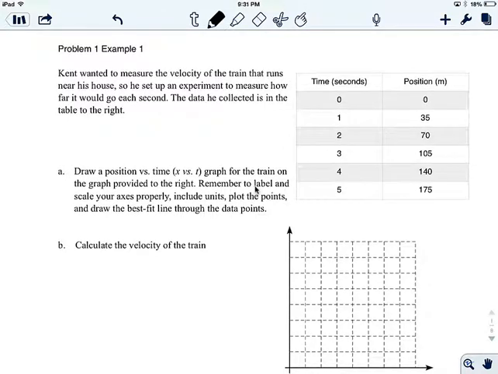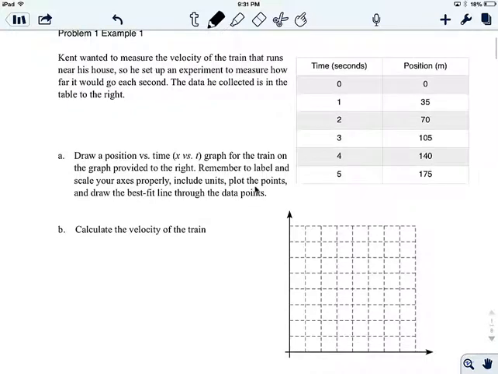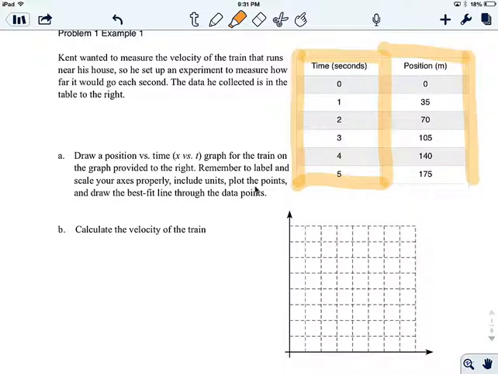It says Kent wanted to measure the velocity of the train that runs near his house. So he set up an experiment to measure how far it would go each second. The data he collected is in the table to the right. So what we can see over here to the right is that I've got data. I've got my seconds and the position, or how far it went after each second went by.